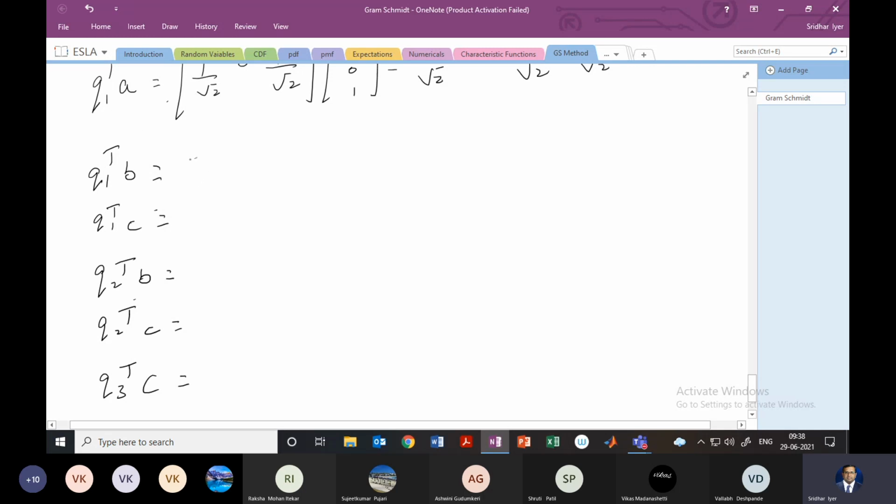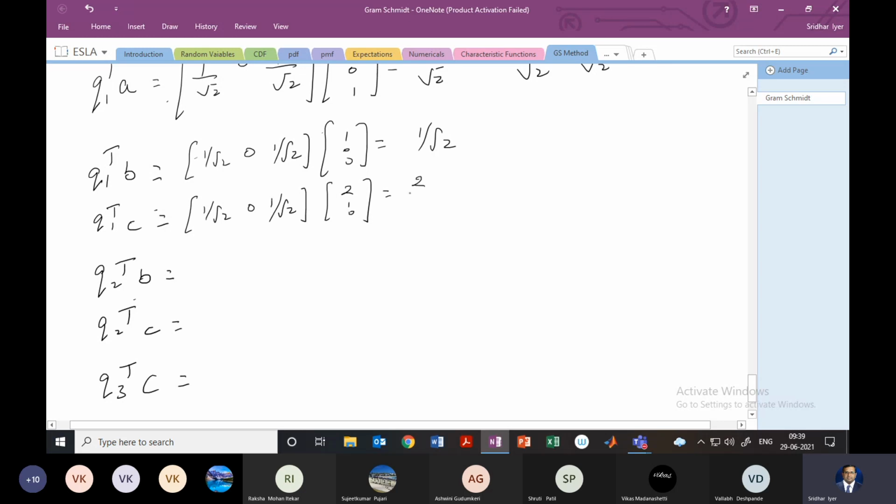So I'm hoping you have started. So let me also find the values. Q1 transpose B will be 1 by root 2, 0, 1 by root 2, and B is 1, 0 and 0. Therefore, we'll just get 1 by root 2. Q1 transpose C will be 1 by root 2, 0, 1 by root 2, and 2, 1, 0. Therefore, we'll get 2 by root 2 plus 0 plus 0. So this will be root 2.